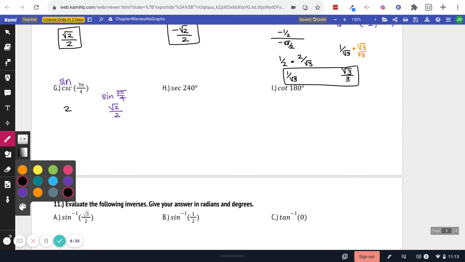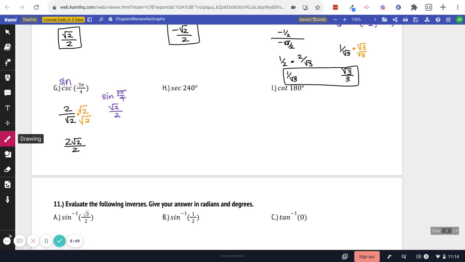So we're going to flip that. And then just like with tangent, we can what's called rationalize the denominator, which means we can get that square root of 2 out of there by multiplying. We get this, and those two cancel. The 2's cancel, and there we are.